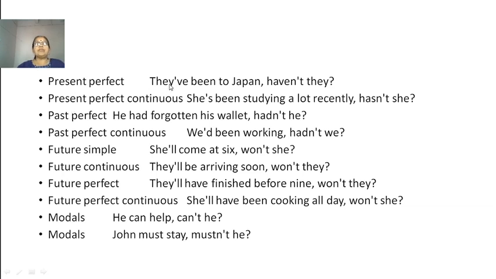Present perfect. They have been to Japan, haven't they? Present perfect continuous. She has been studying a lot recently, hasn't she? Past perfect. He had forgotten his wallet, hadn't he? Past perfect continuous. We had been working, hadn't we?